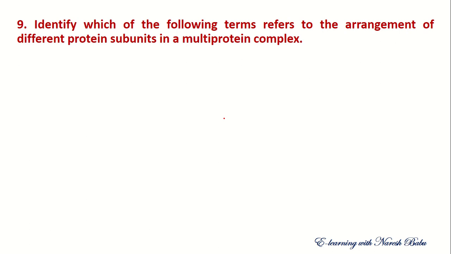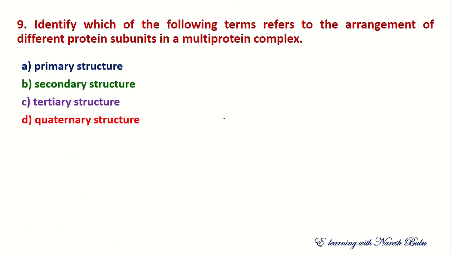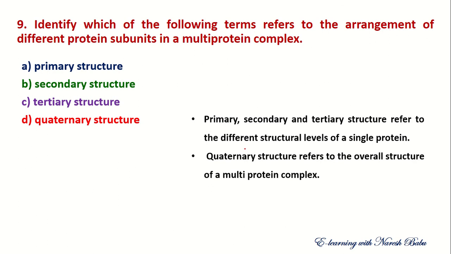Coming to question 9, identify which of the following terms refers to the arrangement of different protein subunits in a multi-protein complex. So in a multi-protein complex, what can we call the arrangement? Primary structure, secondary structure, tertiary structure, or quaternary structure? The primary, secondary and tertiary structures refer to the different structural levels of a single protein, but only the quaternary structure refers to the overall structure of the multi-protein complex. So here the question is about a multi-protein complex, whose arrangement we observe in the quaternary structure.